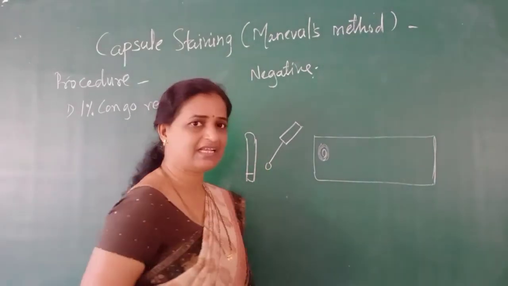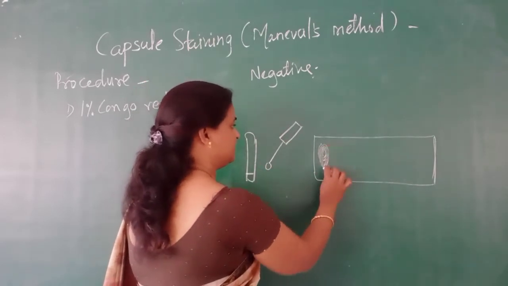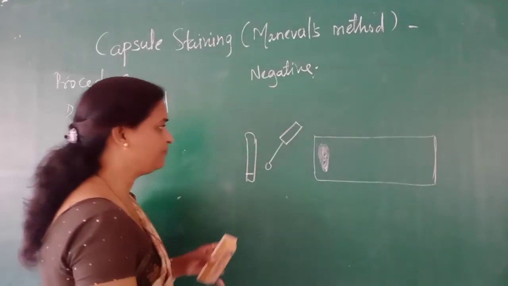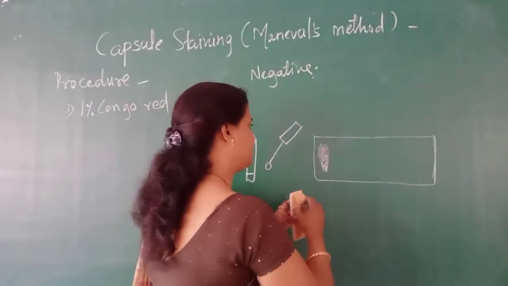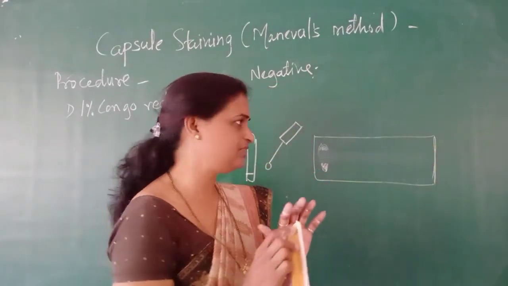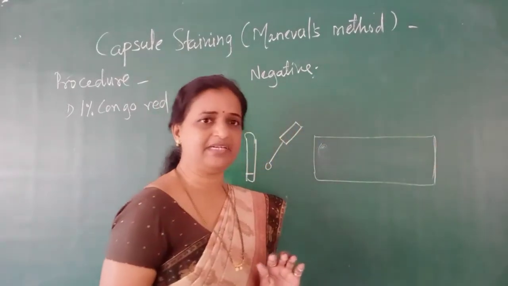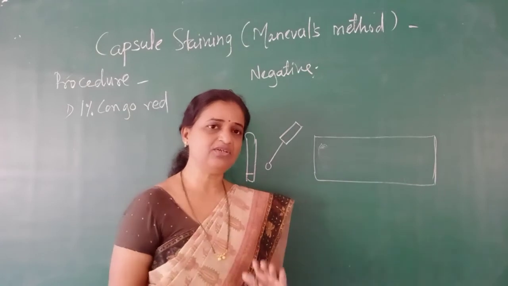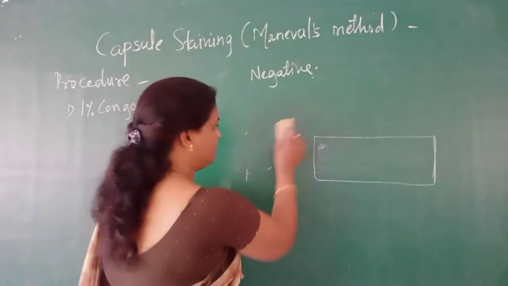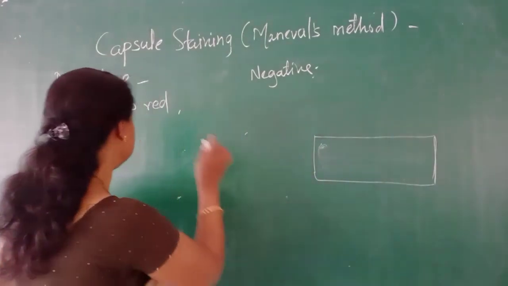Then with the help of a sterile nichrome wire loop, take the suspension and mix that suspension in the drop of Congo red. After mixing it thoroughly, spread that mixture along the slide with the edge of another slide. Suppose this is the other slide. With the edge of this slide, gently spread that mixture along the slide to form the smear. So this is the way of preparing the smear. After preparing the smear, allow it to air dry. Do not heat fix the smear. So that is our first step.